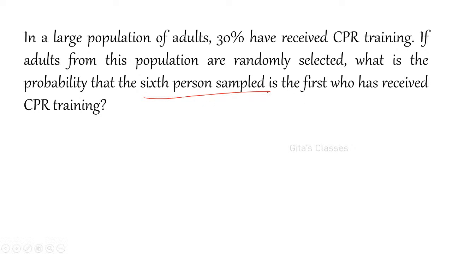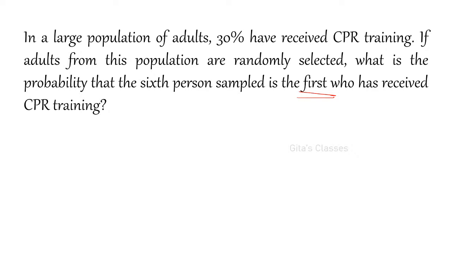So when you are selecting people, the sixth person sampled is the first who has received the CPR training. That is why we have to use geometric. When you take one person, he is not trained; the second person is not trained; the third is not trained; the sixth person is the trained one. So the first 5 persons are not trained. Then find the probability that the sixth person is the trained person.